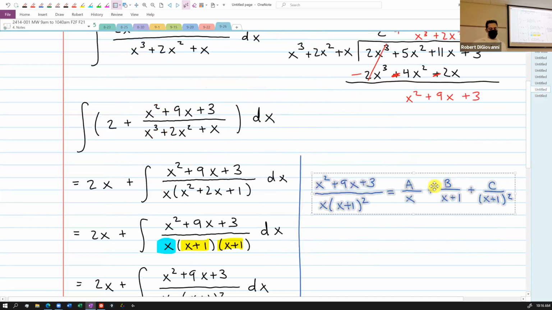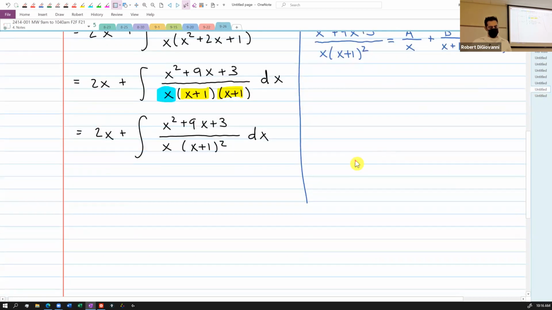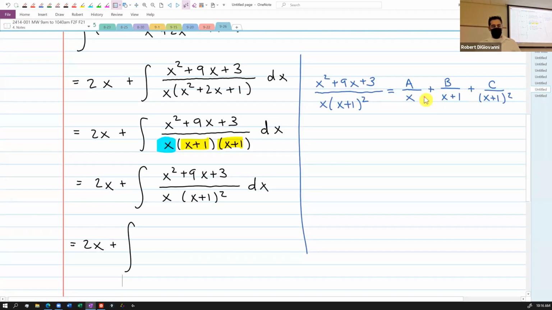I'm going to go back over here to this. So now my answer should be equal to 2x. See, I'm not going to forget that 2x plus the integral. And I'm going to basically be rewriting this up here with A being 3 over x, plus B was what? -2 over x plus 1. And then 5 over x plus 1 squared dx. Understand? 3, -2, 5 were our answers for A, B, and C.